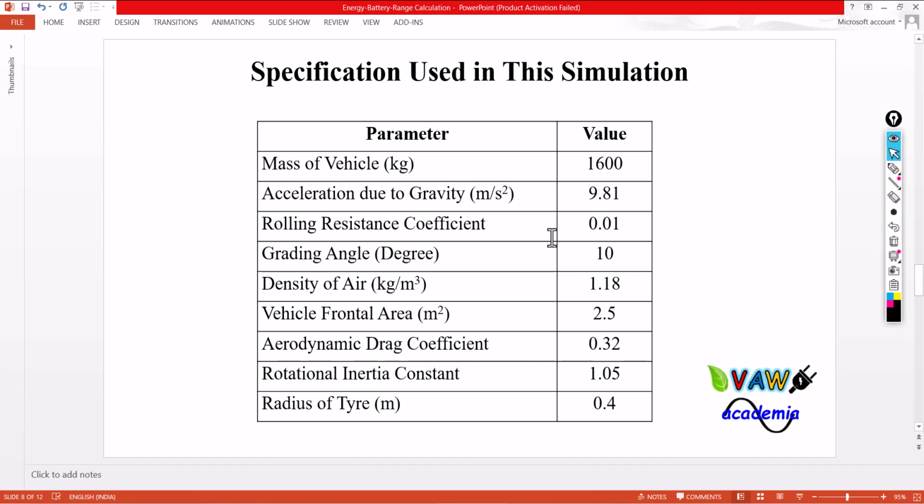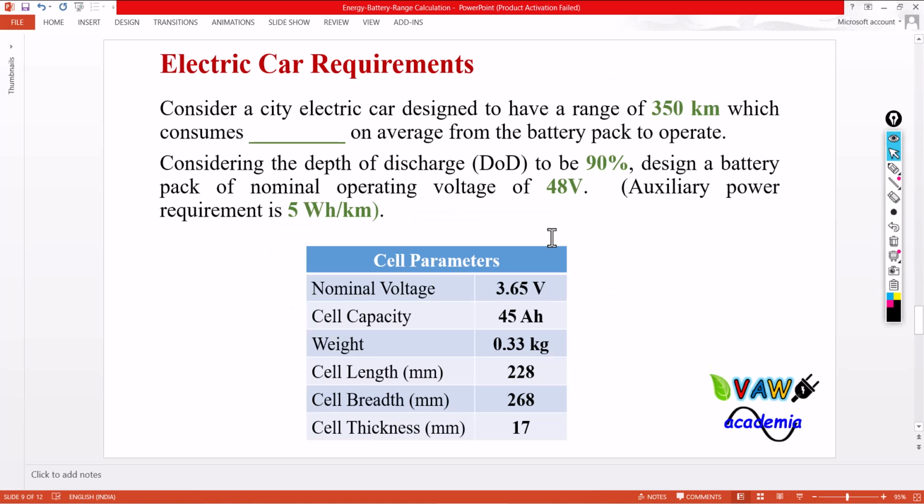Now I am moving on to the important requirement of EV. This is my electric car requirement. Considering a city electric car designed to have a range of 350 km, we don't know how much energy it is consuming from the battery pack to operate. That is the first step we are going to calculate.